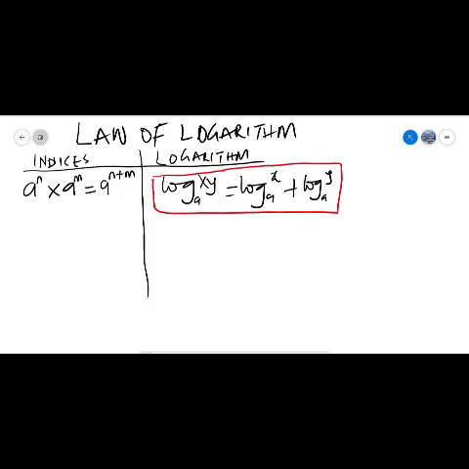Okay, now remember also that under the law of indices, a raised to the power of n divided by a raised to the power of m gives us a raised to the power of n minus m. Now for logarithm, we have that log x divided by y base a would give us log x base a minus log y base a.